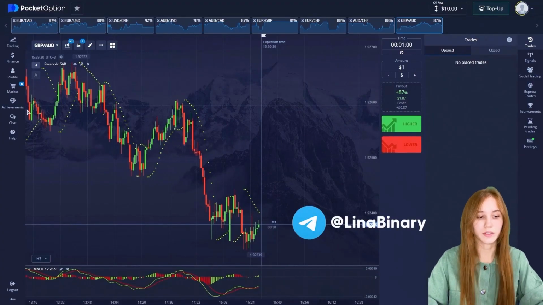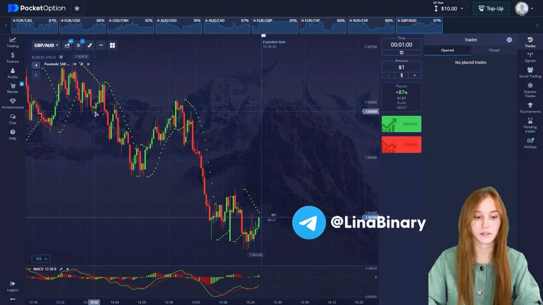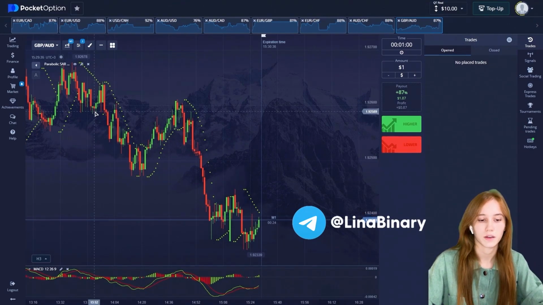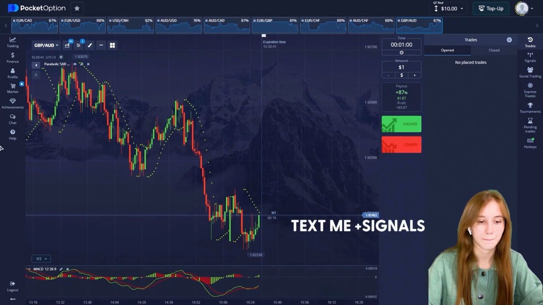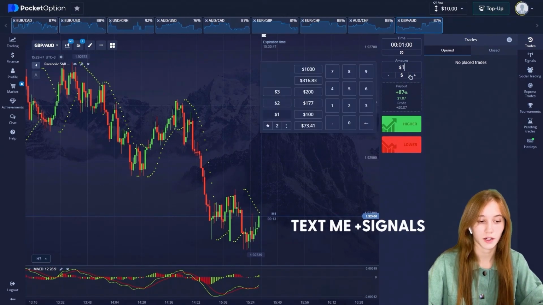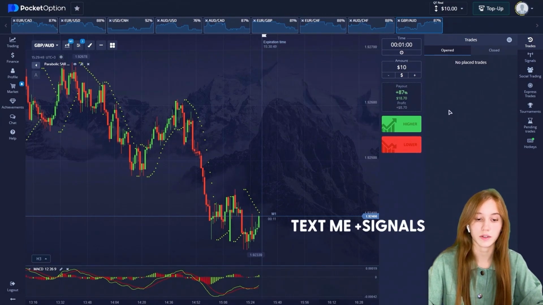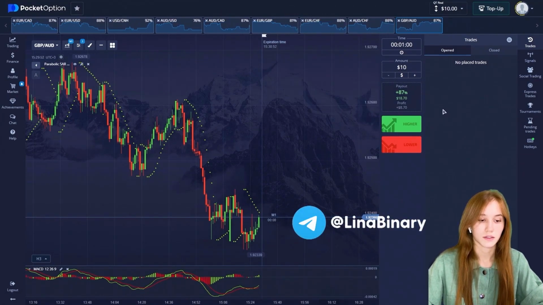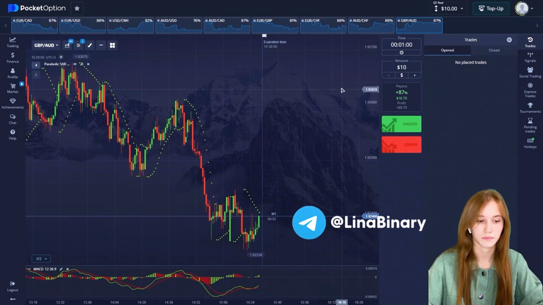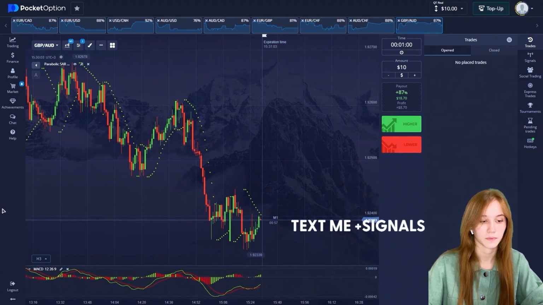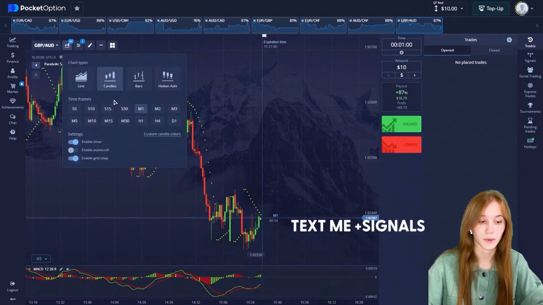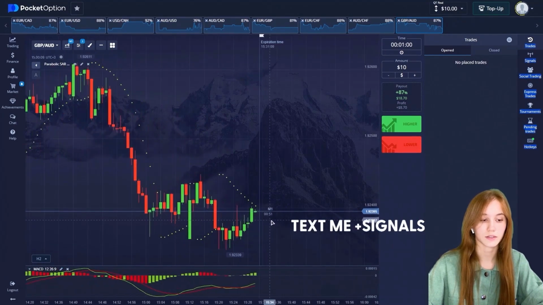So today I'll show you exactly the trading strategy. It's these two. Our workspace, we set it up. The amount is our budget, it's $10. The amount is also $10, and our time is 1 minute. 1 minute, 1 deal. Therefore, let's move on to the settings of the chart.